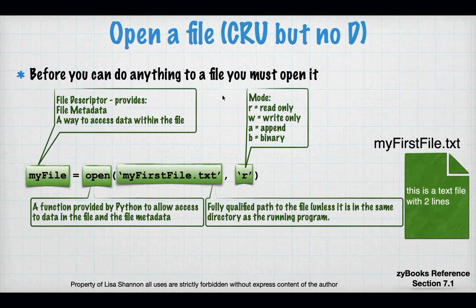Write is we're going to only write. We're never going to read. So write will actually overwrite everything in a file. So be careful if you don't want to override everything in the file. Append opens a file, does not overwrite everything, just adds new data to the bottom of the file. And B is for binary, and that basically says whether you're going to read it or write it binary.